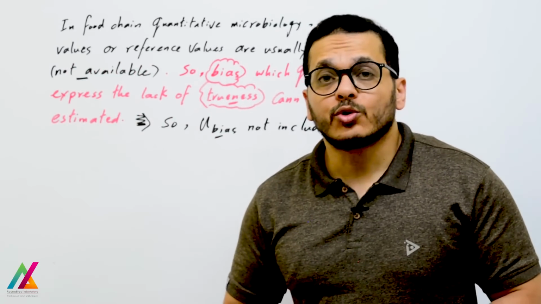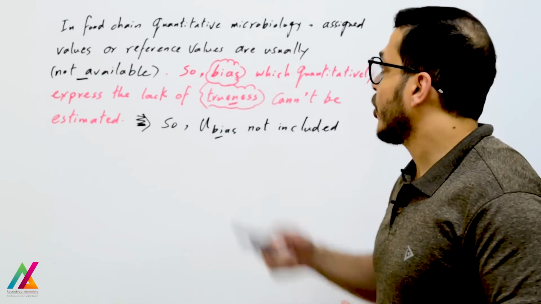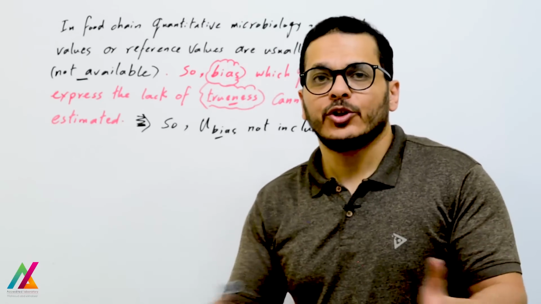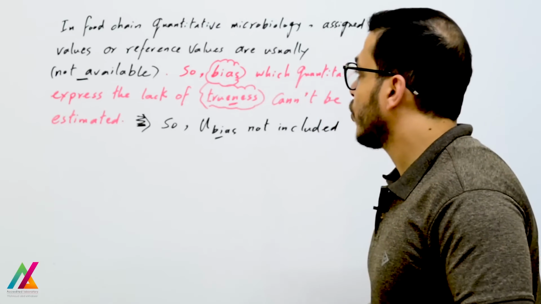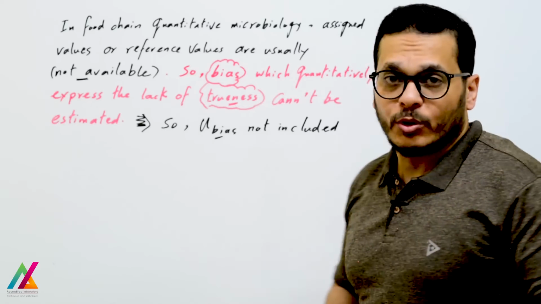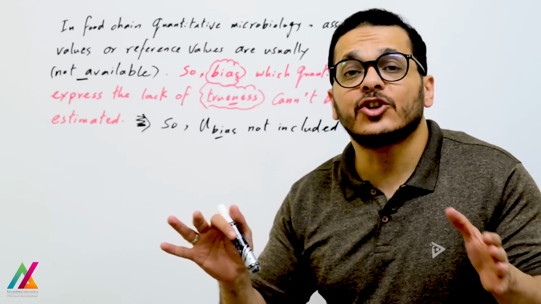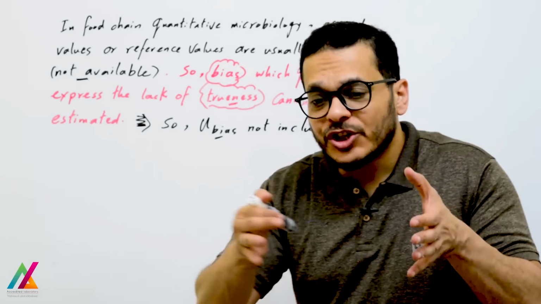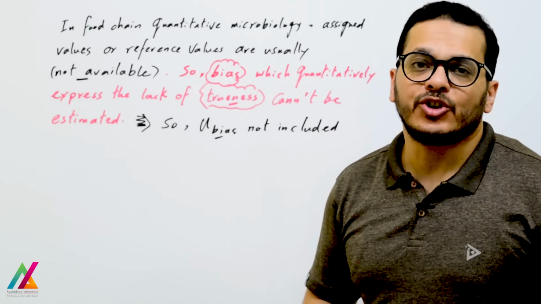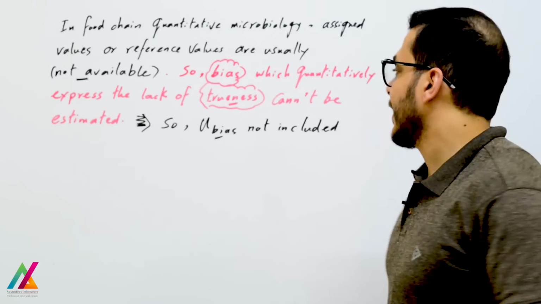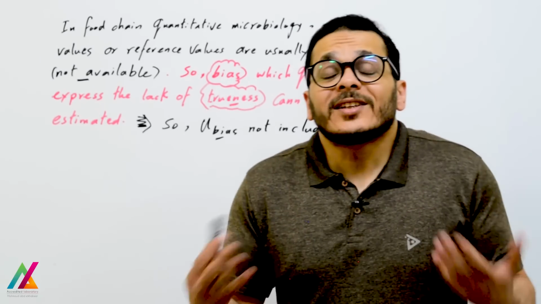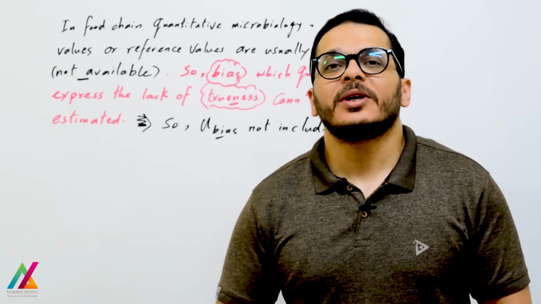Another very important point you should know is that in food chain quantitative microbiology, assigned values or reference values are usually not available. You cannot find a reference value for samples. So bias, which quantitatively expresses the lack of trueness, as I explained before in the previous lecture, is the measure of trueness, the deviation from the true value, and cannot be estimated in microbiological analysis but can be estimated in chemical analysis. So uncertainty due to bias is not included in this standard. But what are the uncertainty components now? That will be explained in the next lecture.